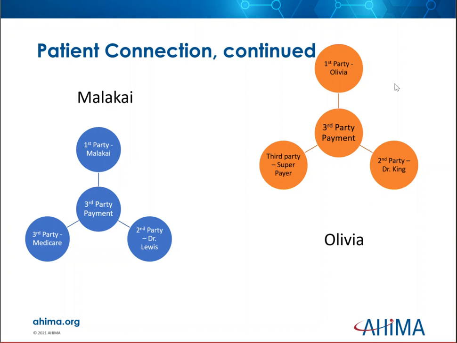So again, earlier they talked about the first party being the patient. So we have Olivia going to see Dr. King, and the payment is coming from her payer, which is SuperPayer. Then we have Malachi, who's going to see Dr. Lewis, and his payment is coming from Medicare, which would be the third party. And this model is identifying the connection between the patient, the provider, and the payer.